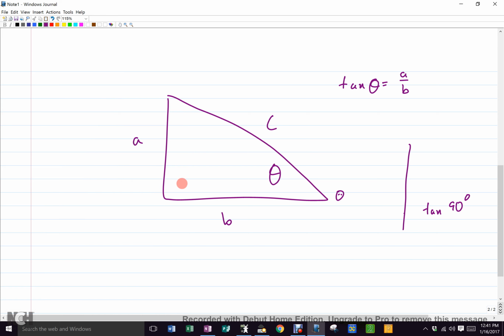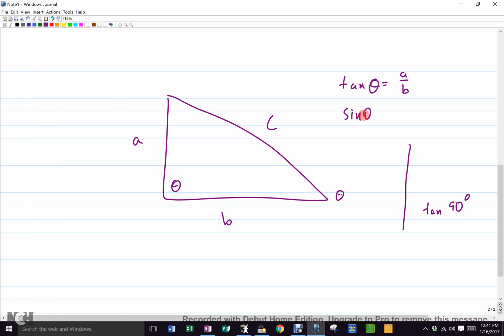Because where in this triangle is the 90? Right here, yes? So there's theta, correct? So what is opposite to theta? No. C is the hypotenuse. Nothing. There is no opposite or adjacent. So there can't be a tan of 90 degrees. Cool? All right, now, there's three, aren't there?